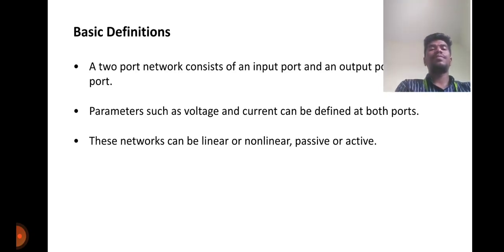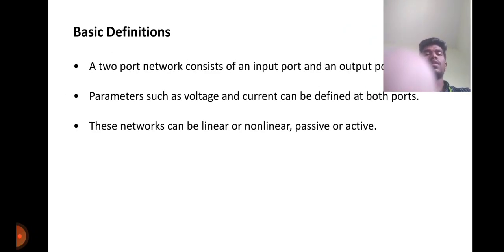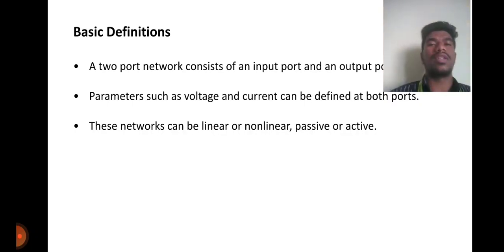Basic definitions: a two-port network consists of input and output ports. Parameters such as voltage and current can be defined at both ports. These networks can be linear, non-linear, passive or active.